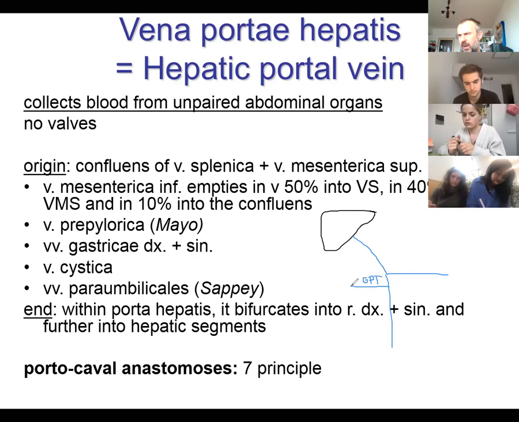And this gastropancreatic trunk is produced by 4 veins. It is the right colic, colica dextra, the right gastroomental, and the inferior pancreaticoduodenal.